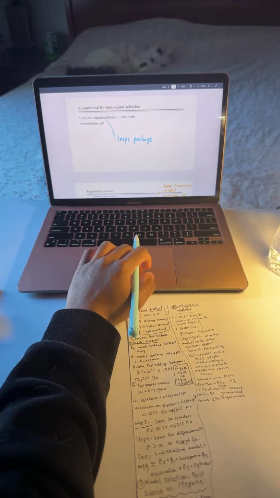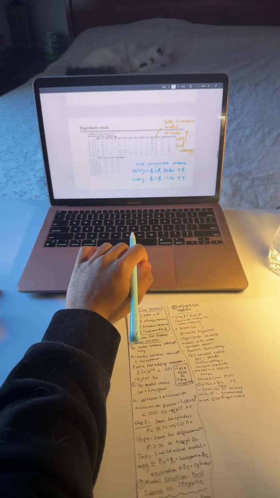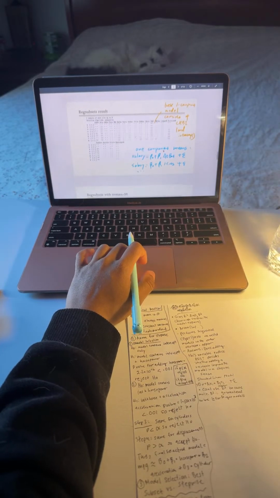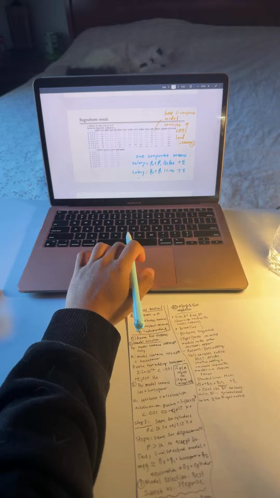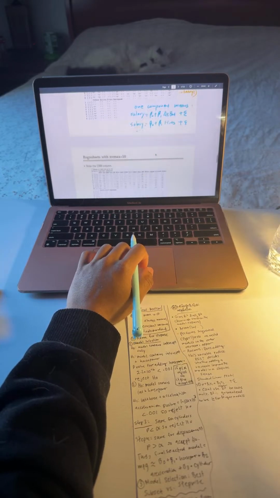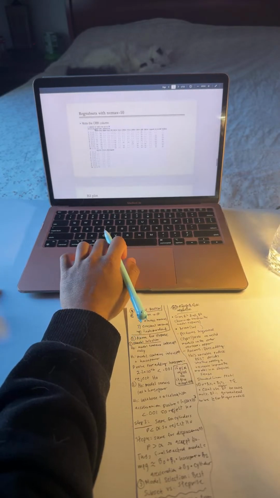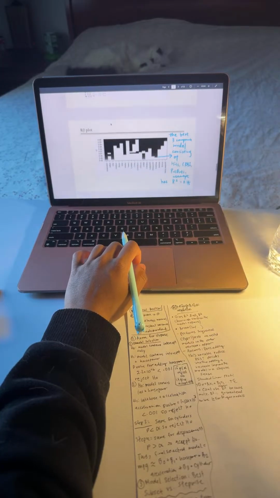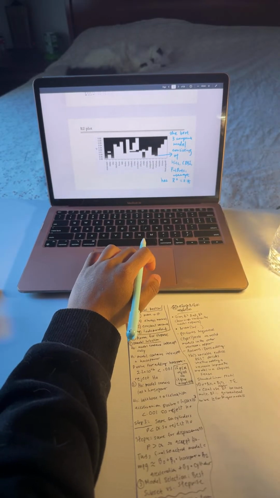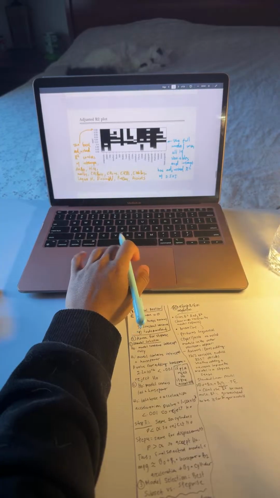Leaps package. I don't know what that means. Just one. No, that's the CB column. So that's the three component model consistencies as possible.